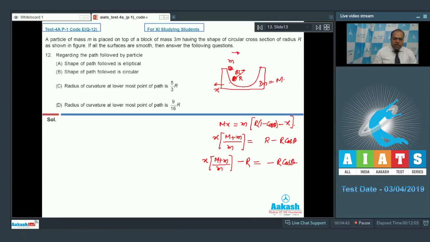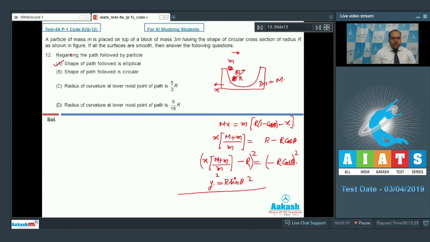Similarly, if I write the equation in vertical direction, then the vertical displacement of the particle can be written as r sin theta, that is equal to y. So if I square these equations and add them, then we will get the equation of ellipse in the ground frame. So the shape of the path followed by the particle is elliptical with respect to ground frame. So option A is correct and B is wrong.